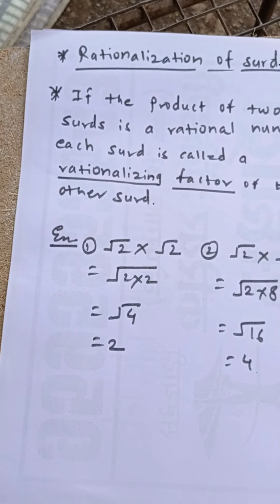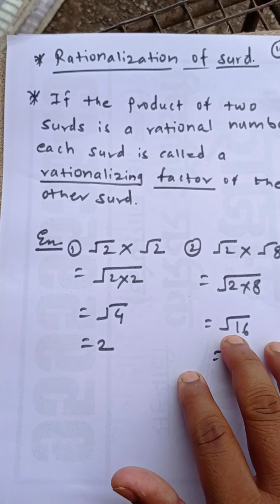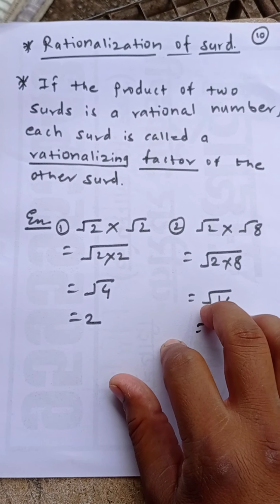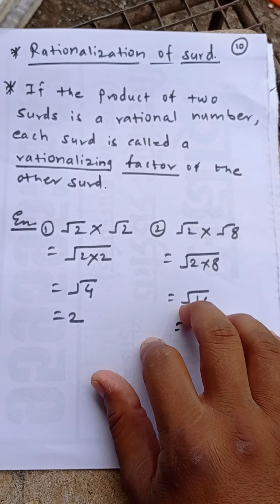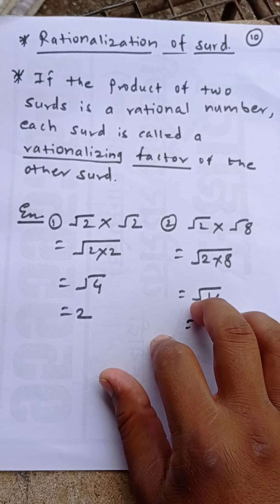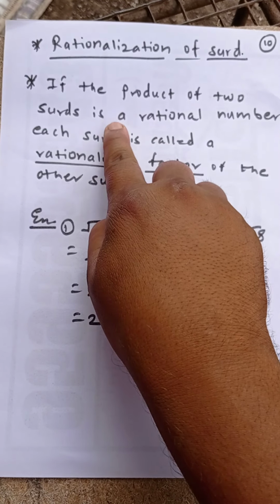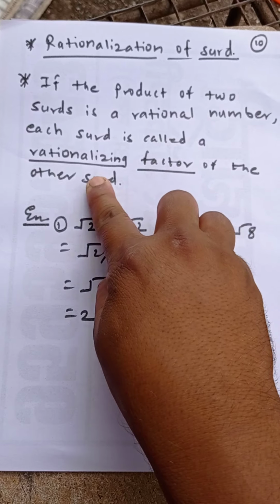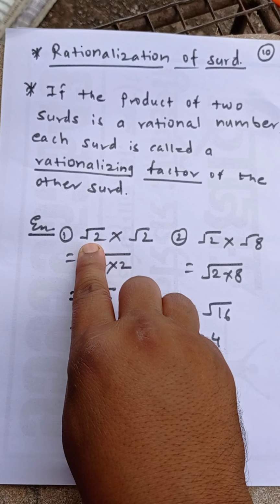Now, a very important topic from this lesson, that is rationalization of surds. What is meant by rationalization? See the definition. If the product of two surds is a rational number, then each surd is called a rationalizing factor of the other surd. For example, root 2 is a surd.